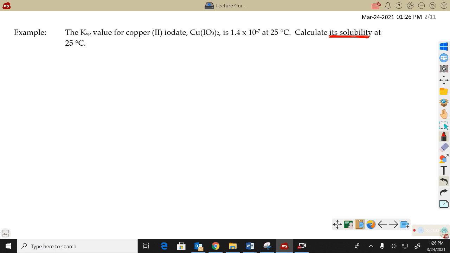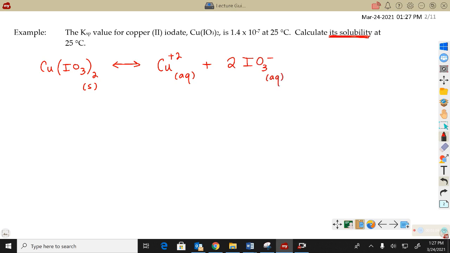That's always a good place to start, right? So we're going to put our dissociation equation down first. My copper iodate, Cu(IO3)2, would be a solid. And I want to know how much it goes forward to eventually produce copper plus 2 ions in solution. And I would get 2 iodate, IO3 minus, in the solution, aq. And then we're going to go ICE.